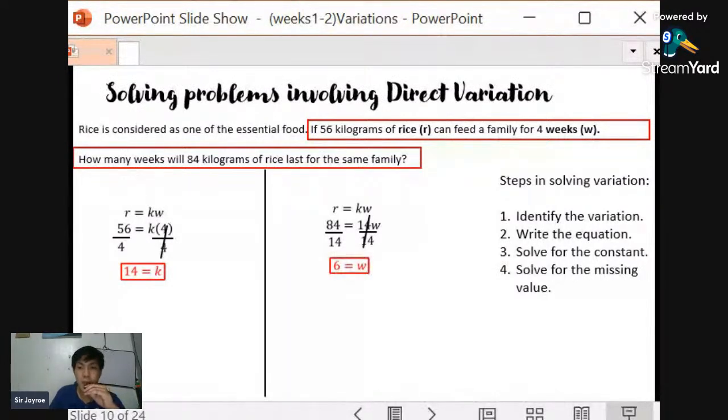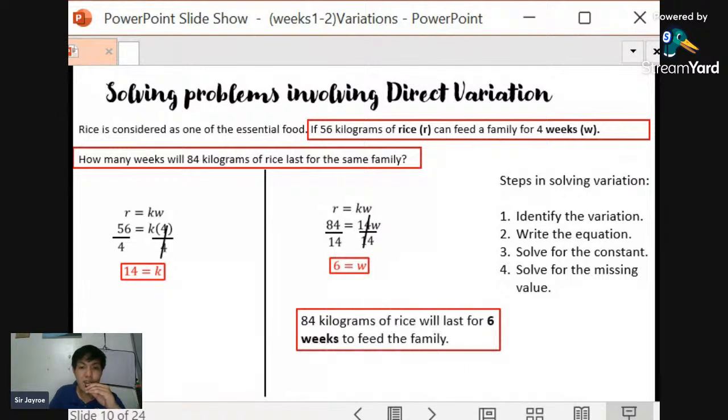So very good. Pero at least si Daniel natutunan niya agad, no, na na-multiply daw niya. So dapat kasi i-divide. Okay, good. Tama yun ni Rafael. Dapat divide. So this is not our final answer, no? So the final answer here is 84 kilograms of rice will last for 6 weeks to feed the family. Okay, so that is the correct answer.